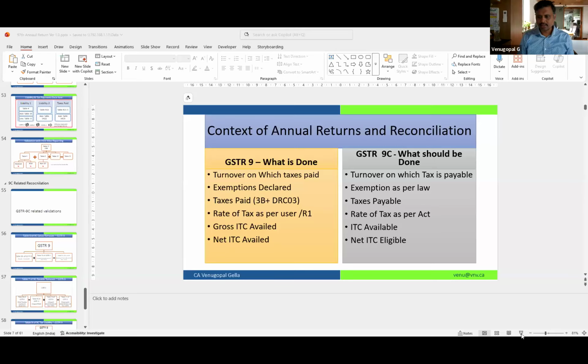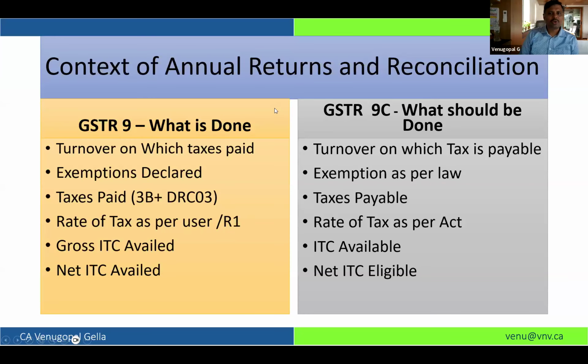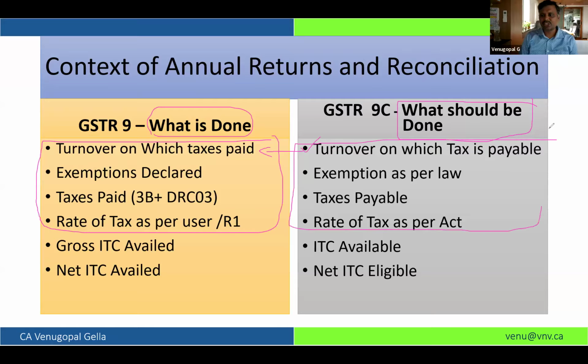So, your GSTR. If you look at it now, the context of the annual return is what is done. The context of reconciliation statement 9C is what should be done. It is the turnover on which the tax is payable compared with the turnover on which tax is paid. So this is a statement of fact. This is what the ideal situation is. I will come to ITC as we deal with it, but I want to get the concept.